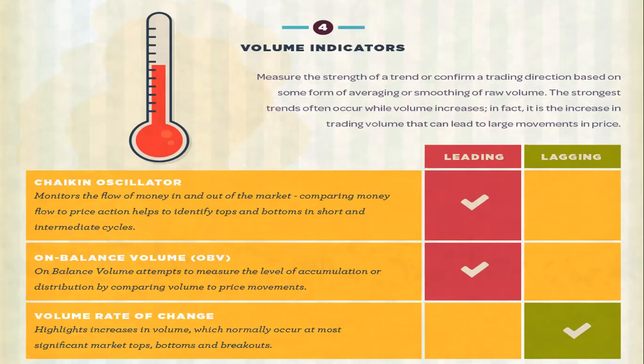Third on the table, we have volume rate of change. This volume rate of change highlights increases in volume, which normally occur at most significant market tops, bottoms, and breakouts. And this is categorized as a lagging indicator.